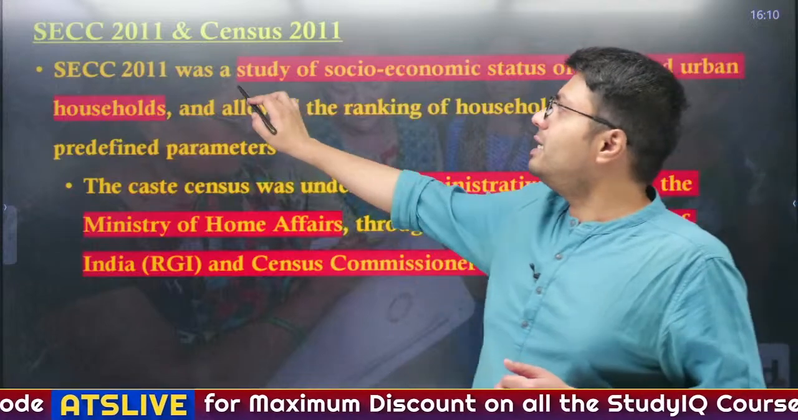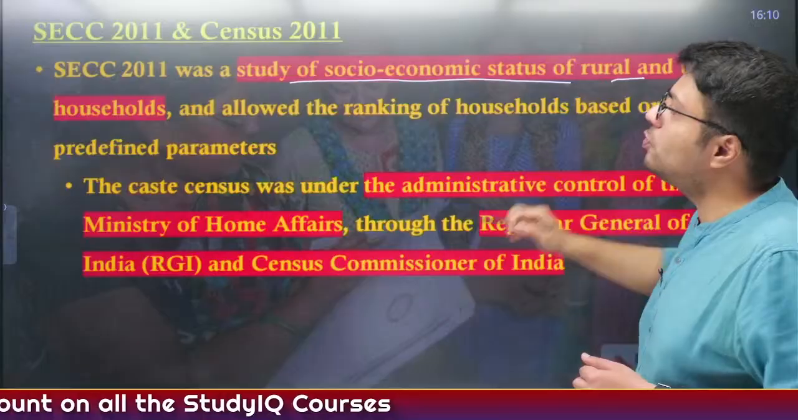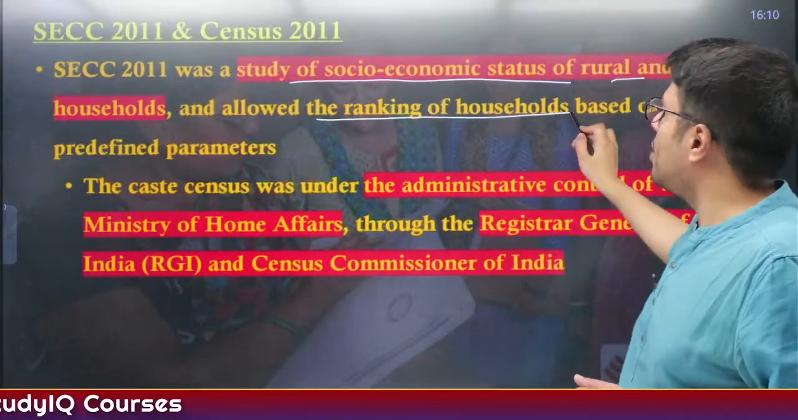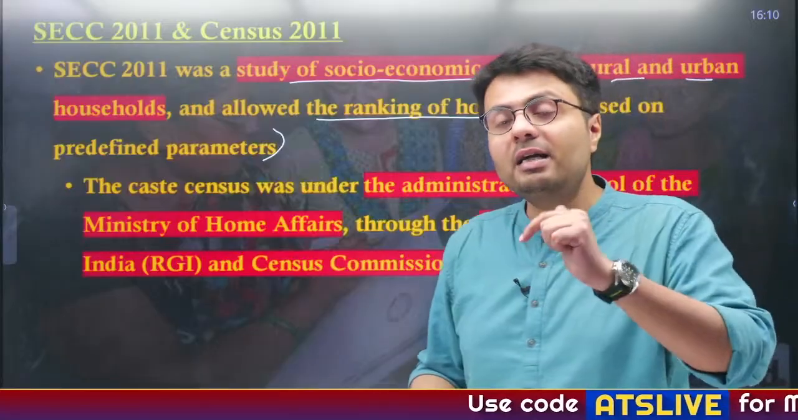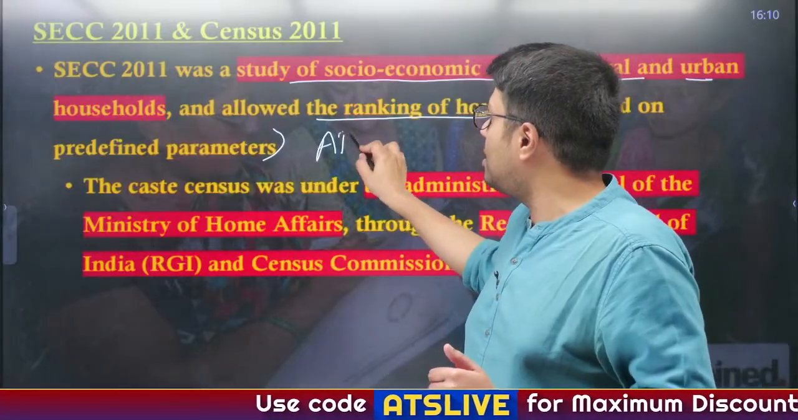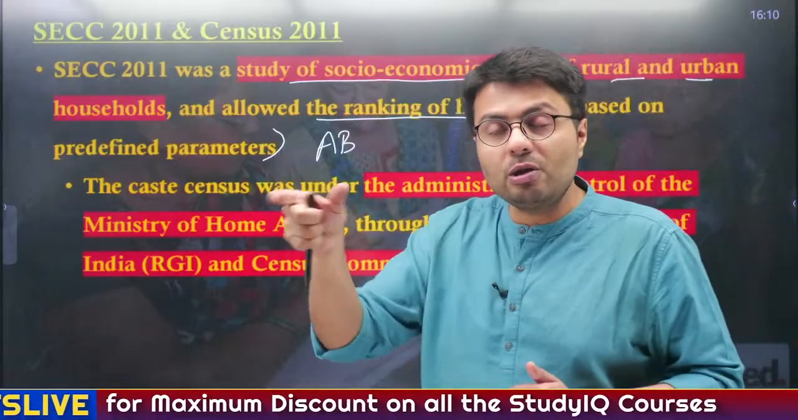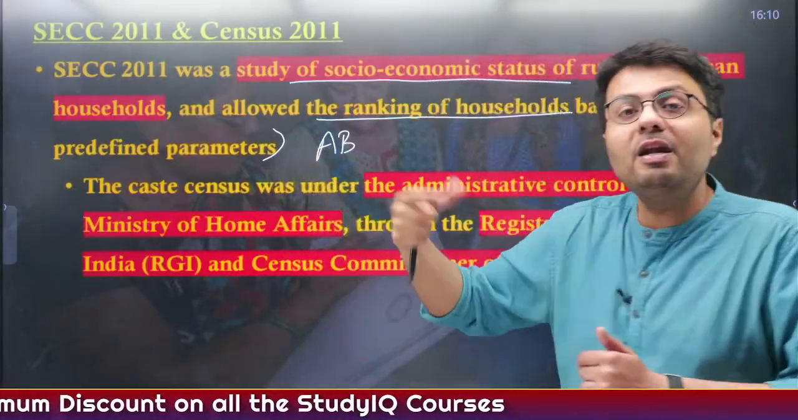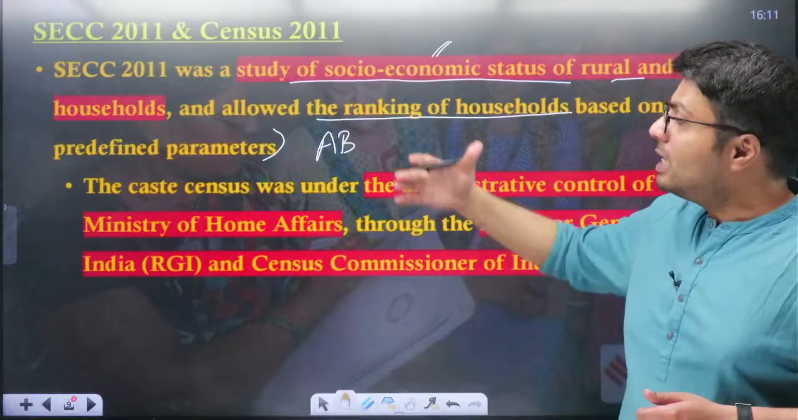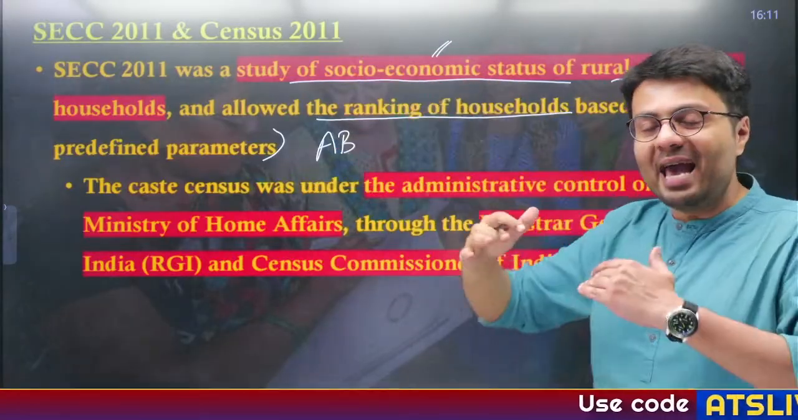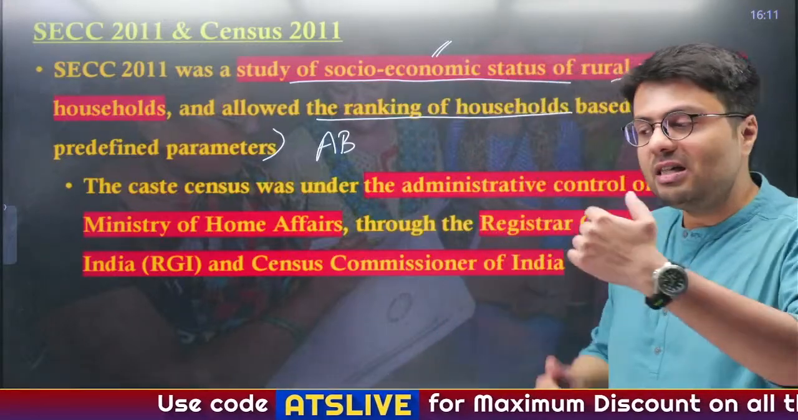Now, SECC 2011 was a study of the socio-economic status of both rural and urban households, and it allowed the ranking of households based on predefined parameters. That is why most of the schemes that are being implemented now, that is Ayushman Bharat Yojana, even the Yojanas like Pradhan Mantri Awas Yojana, both Gramin and urban, all of these, the beneficiary base is assumed from this particular census only.